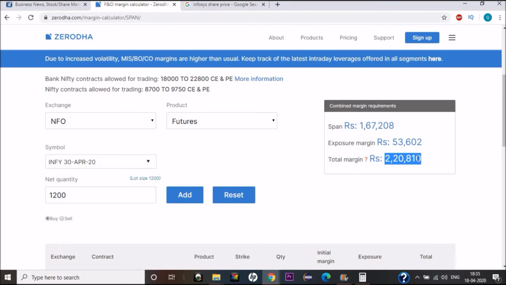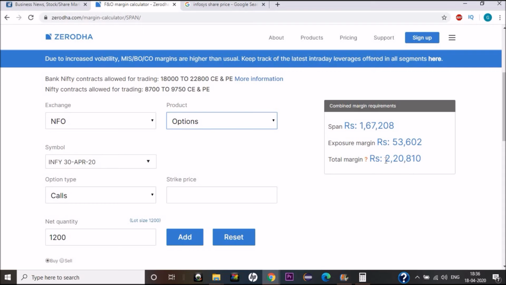Now comes the other segment, not a sub segment, I would say. That's another part of derivatives apart from futures, which is options. Now, what's options? Options, as the name suggests, give me multiple options, multiple price options.